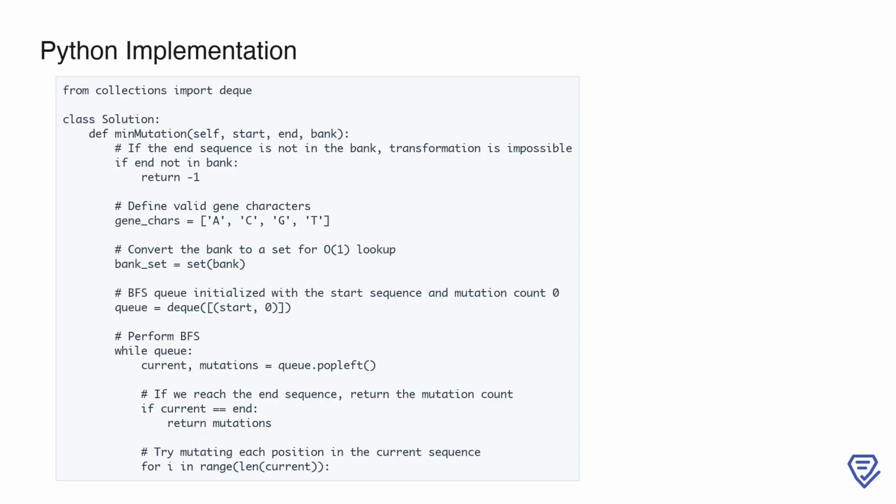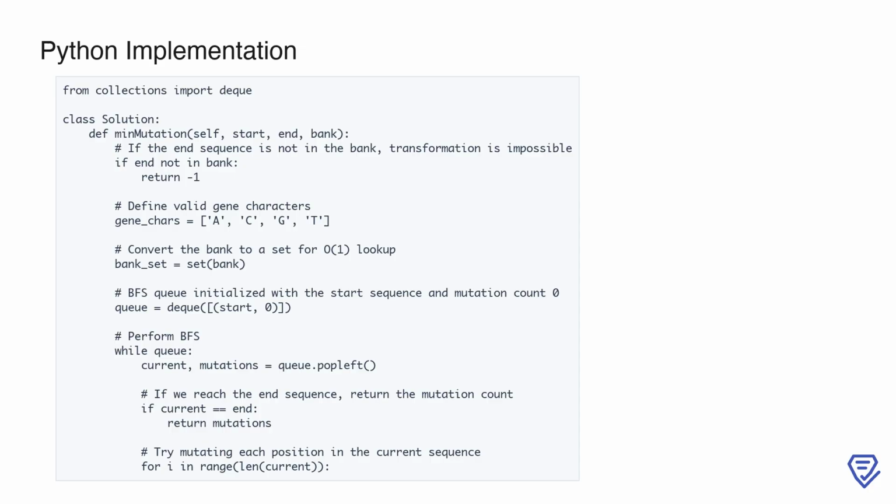If it doesn't, there's no way to transform the start sequence into the end sequence, so we return -1 immediately. Next, we define the valid gene characters A, C, G, and T, which are the only options we can use for mutations. To optimize lookups, we convert the bank list into a set, which allows us to check membership in O(1) time. Then, we initialize a queue for our BFS, starting with the start sequence and a mutation count of 0.